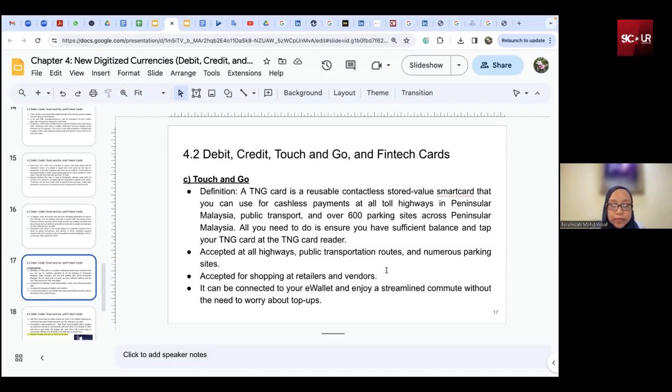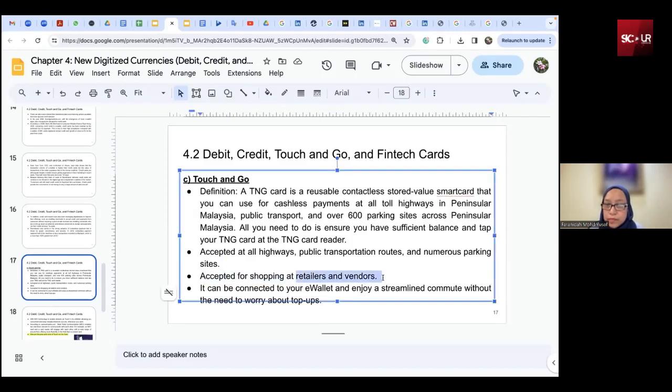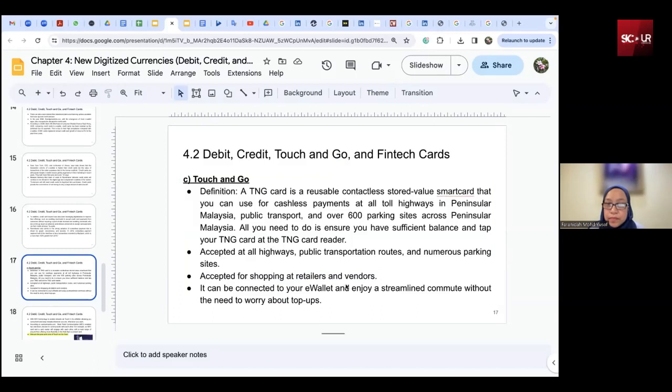Accepted for shopping and retailers and vendors. So banyak dah retailers menggunakan, they offer payment using Touch and Go. Tapi kalau yang first QR Pay, yang first yang boom tu, kalau tak silap, Touch and Go ni. Sebab lepas pandemik ni, kalau pergi semua tempat, mesti ada QR, Touch and Go dulu. Lepas tu, baru yang bank-bank lain semua dikeluarkan. Betul. I pun setuju. First dia yang keluarkan yang QR Pay in Malaysia. It can be connected to your e-wallet and enjoy a streamlined commute without the need to worry about top-ups. Yalah, jalan ni kan.